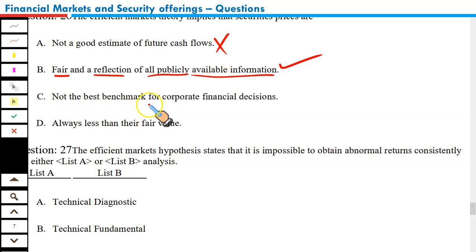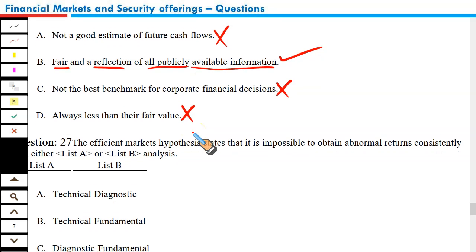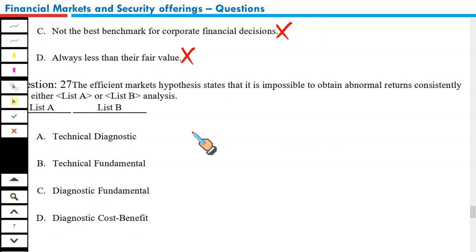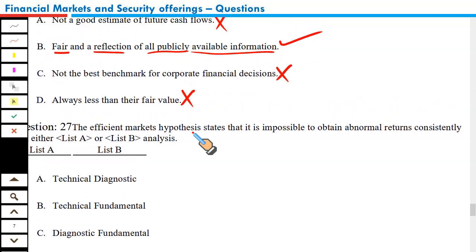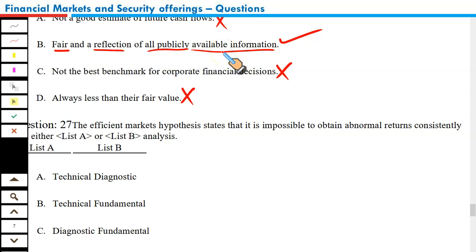Not the best benchmark for corporate financial decisions. In fact, it is. We use the present value of future cash flows as the price of the stock. Always less than the fair value. Not always. It would lead to the fair value. Equal to fair value, not always less than. Sometimes it could be more than the fair value currently prevalent in the market. So this is incorrect. So the correct statement is B, fair and a reflection of all publicly available information.